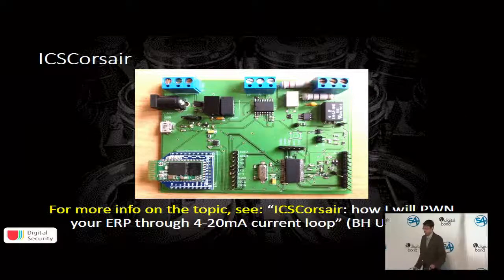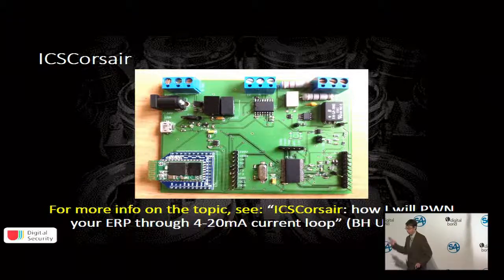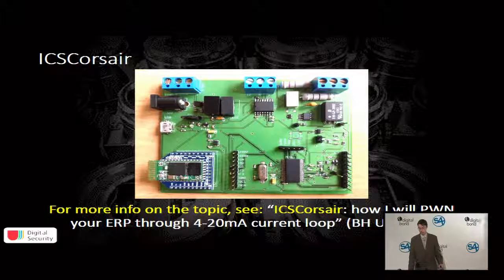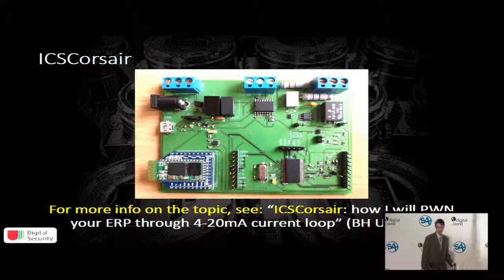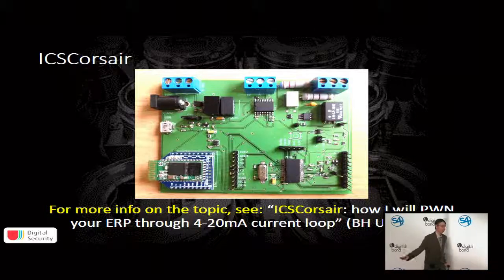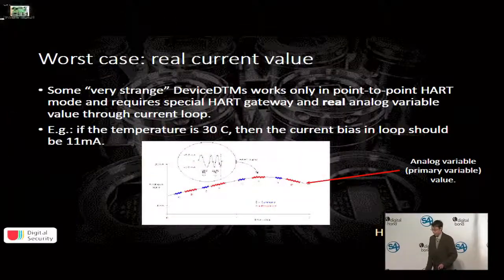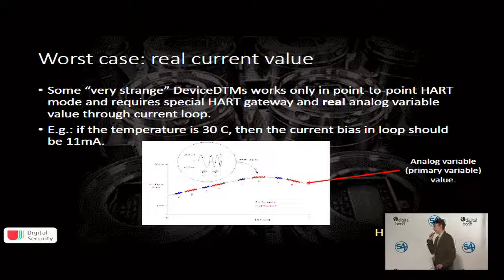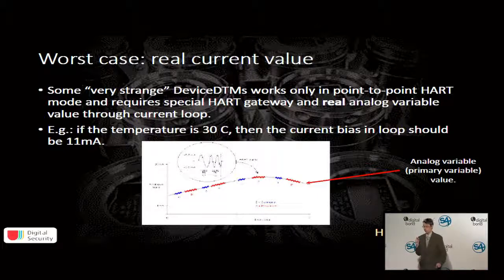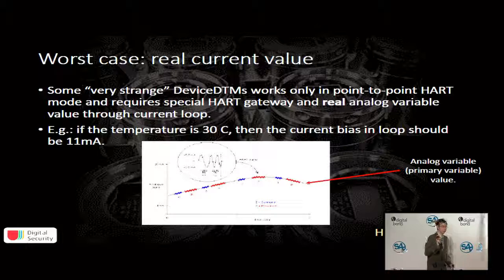For more information on the topic of ICS Cursor, I refer you to my talk at Black Hat USA 14, how I will pound your ERP through a 4-20 milliamperes current loop. There is a cool demo there where I pound the SAP through the current loop. So if you're interested in this topic, you could see this presentation. But sometimes ICS Cursor is not enough, because in the worst case, the device DTM needs the real current value of the loop.